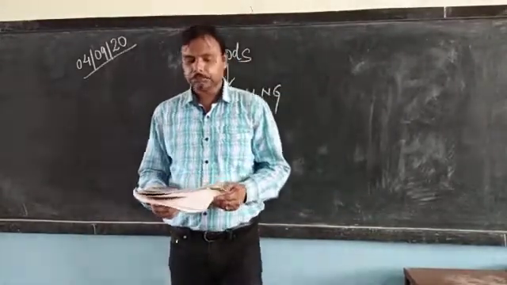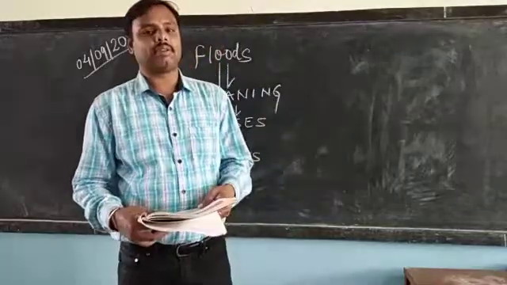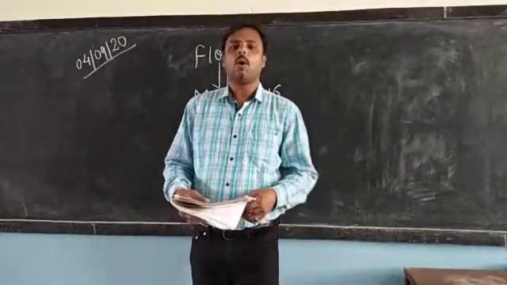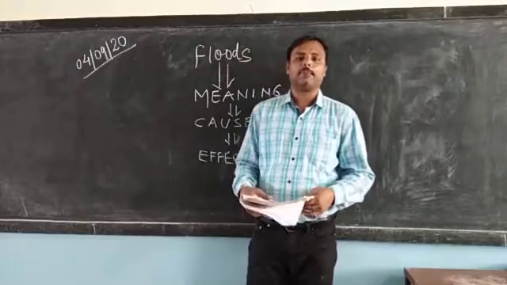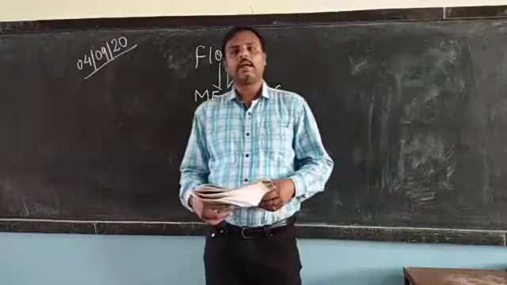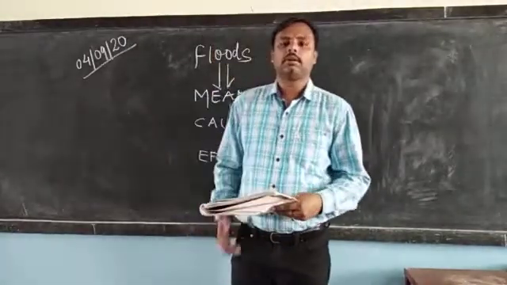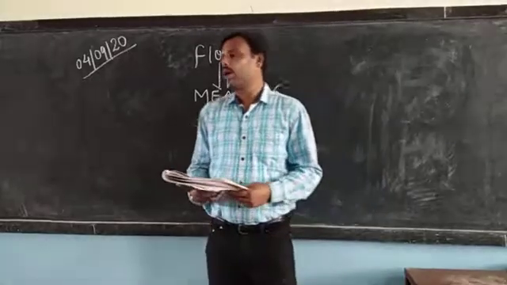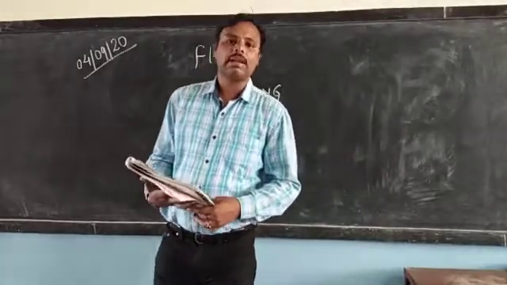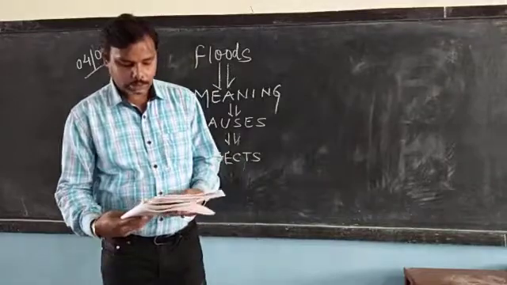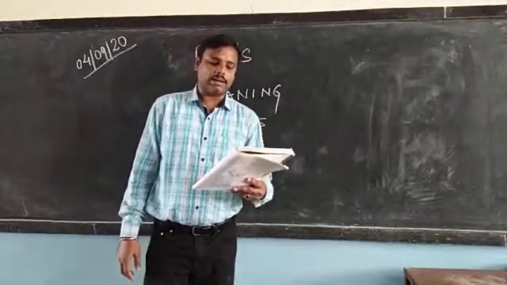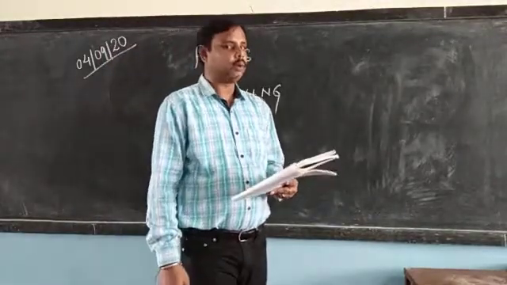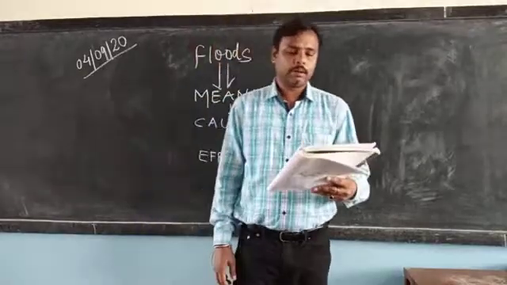So, in a very literal sense, floods means overflowing of water which is beyond human control. Overflowing of water which is beyond human control or which cannot be controlled is flood. Floods like droughts are linked with rains. They are always linked with rains.